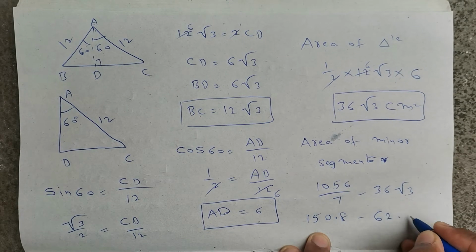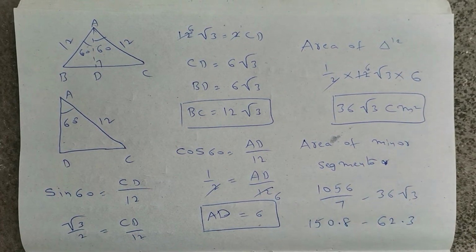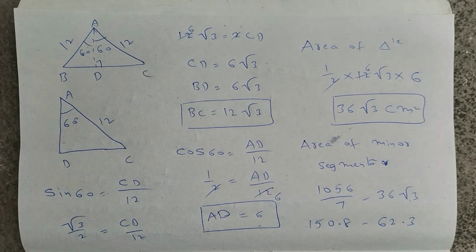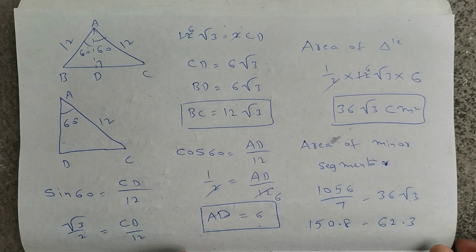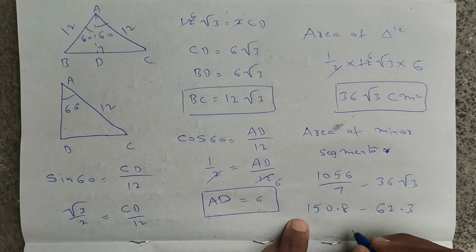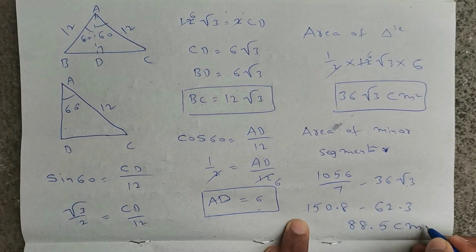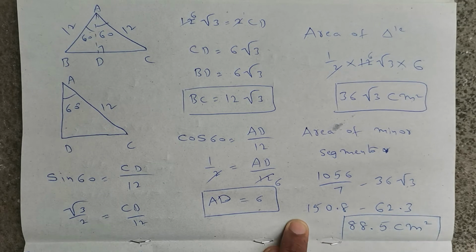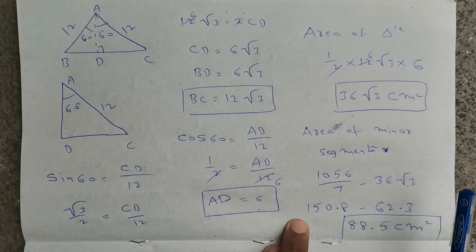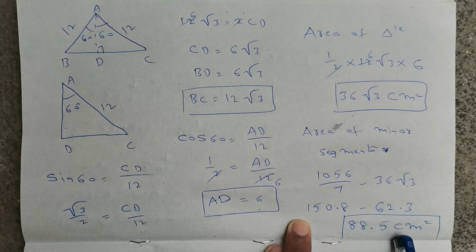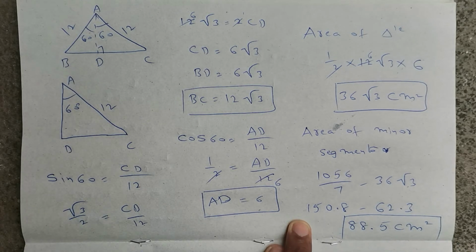62.3. If we subtract these two numbers, 150.8 minus 62.3, we will get 88.5. And all the measurements are in centimeters. We are finding the area here, so it will be centimeter square. So the area of the minor segment is 88.5 centimeter square.